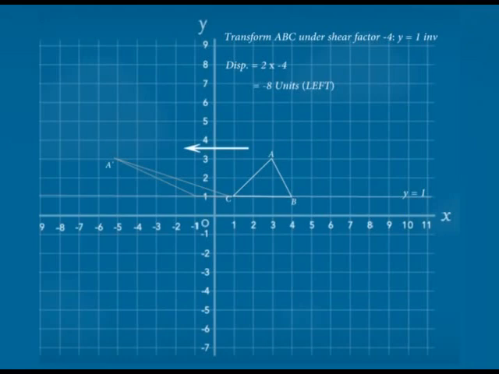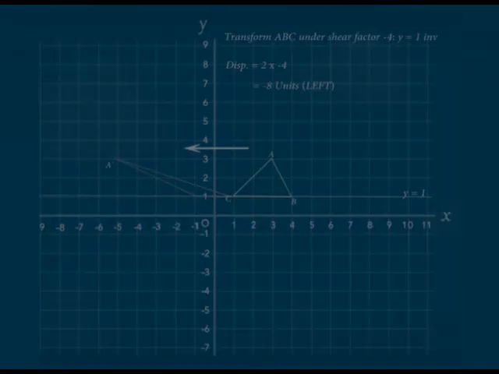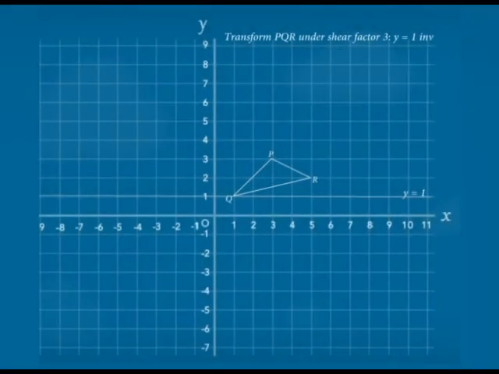What if only one point lies on the invariant line? We have triangle PQR undergoing a shear with a shear factor 3, y equals 1 invariant. Point Q lies on the invariant line, so it does not change. P and R will be displaced, but by how much?